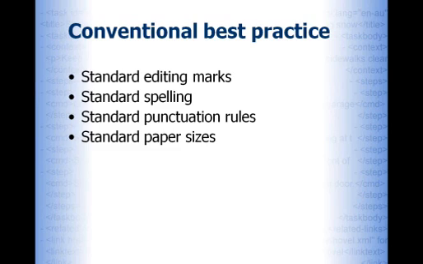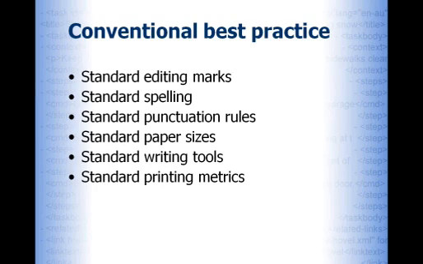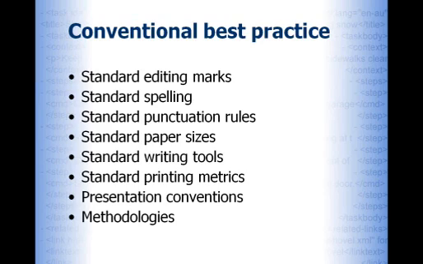So again, in conventional best practice, we have standard paper sizes, and then it goes on to the writing tools we use. If we're working in a team, we all use the same writing tools. And printing metrics and presentation conventions, how we present various things, what we put in bold, what we put in italic, and so on, what we indent. And even the methodologies that we use for creating content. For example, in your department, you might use information mapping as a methodology. So that's also part of the best practice rules within a particular organization.